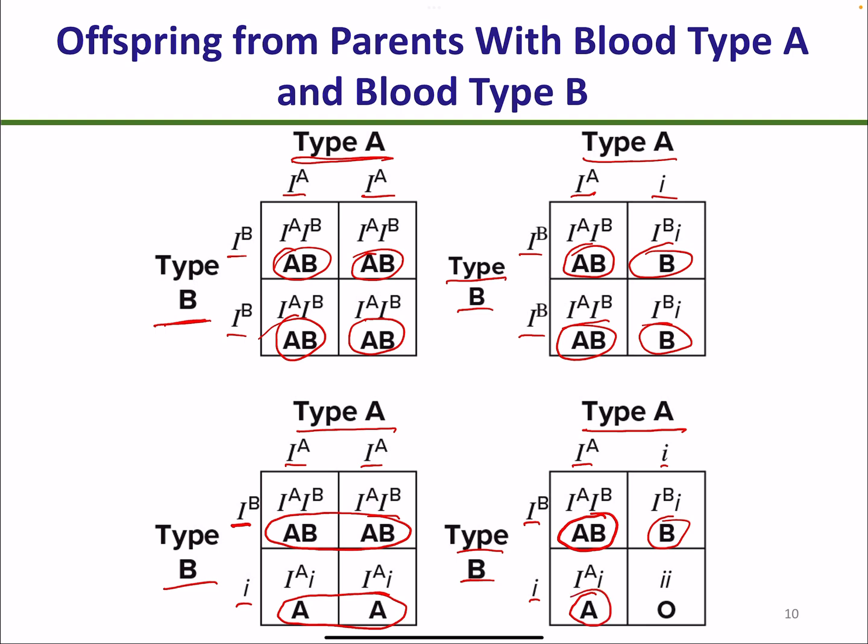For individual A, it's 1 out of 4. And now see that we do have a chance to have a child with blood type O, right? That is 1 out of 4.